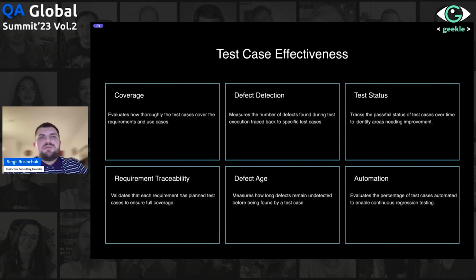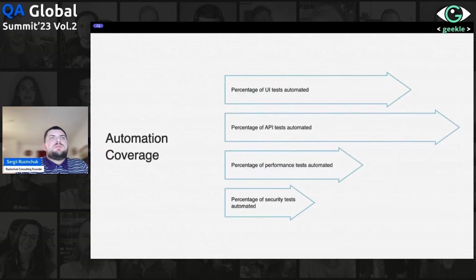Moving forward, we also have defect age. Here we measure how long defects remain undetected before being found by a test case. So that's, I guess, one of the most critical ones. And automation. Automation evaluates the percentage of test cases automated to enable continuous regression or smoke testing, whenever you have it implemented in your teams. Move forward to the next one.